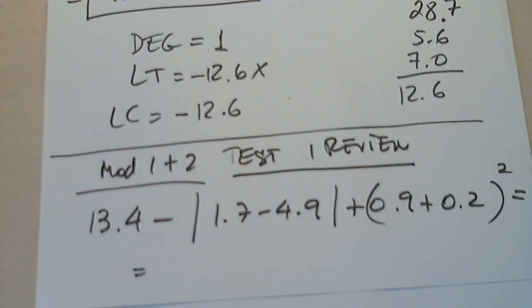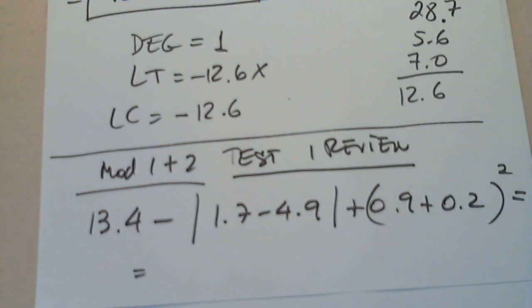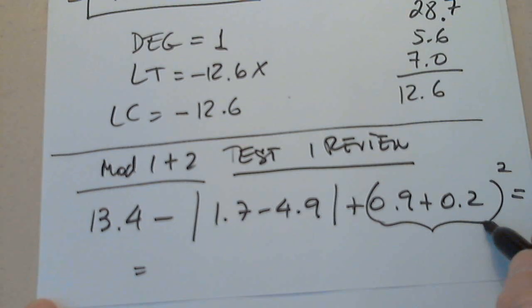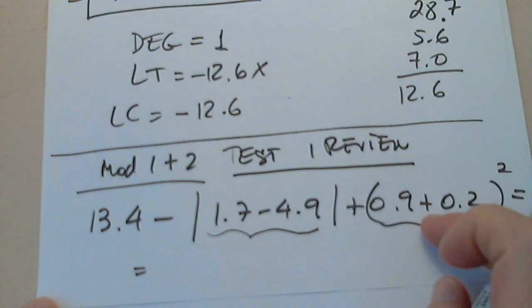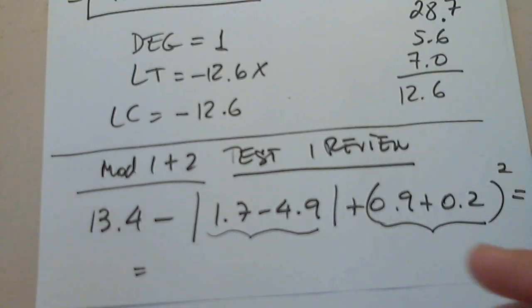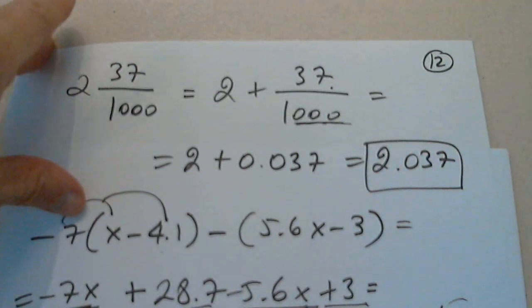Can anyone say anything about this problem? What is the starting point? What do you think about it? You add 0.9 plus 0.2. Correct. And I'm going to also perform this operation because they are not connected. They don't interfere with one another.